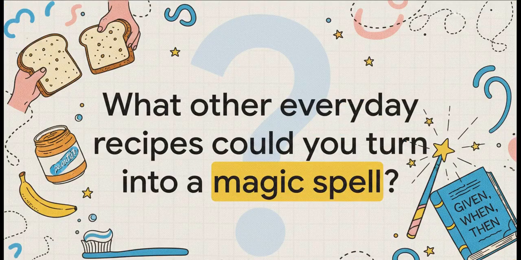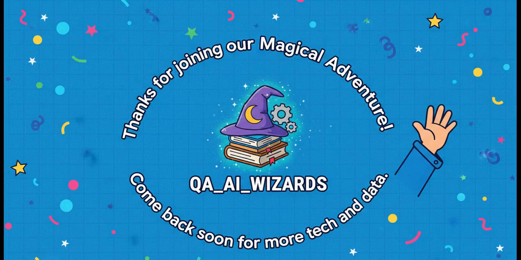Now for a final fun thought. What other things that you do every day could you turn into a magic spell? What about making a sandwich or brushing your teeth? How would you write that using given, when, and then? Think about it. That's all for today's magic.